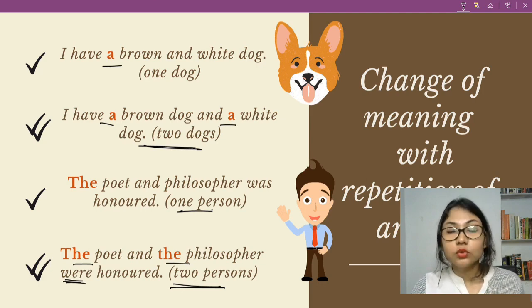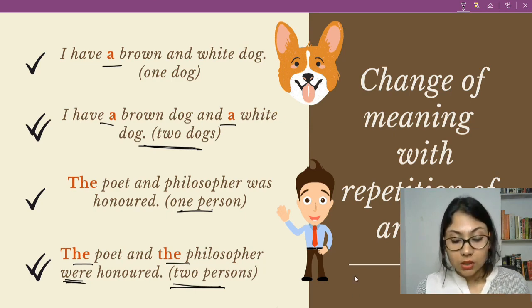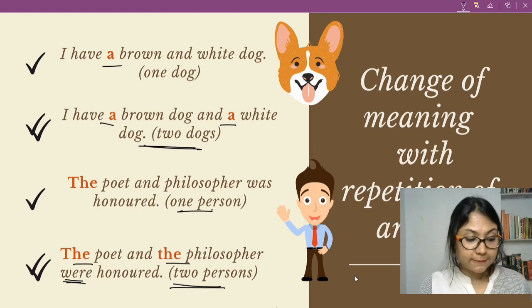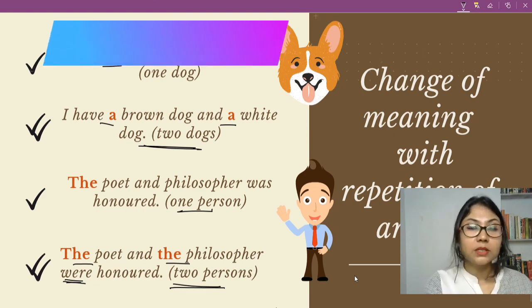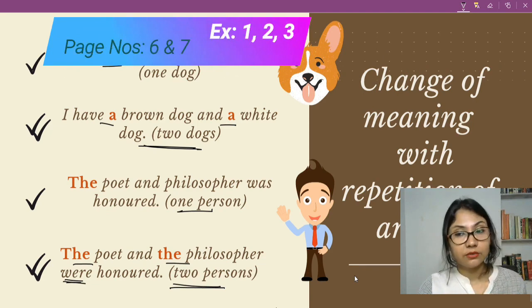Go through them, go through the slides. It's also given in your books. Go through them. And then your assignments are to be done. You know that after every class there is an assignment that you need to do. So you're going to open your books to page number 6. Page number 6, exercise 1, exercise 2 and exercise 3.